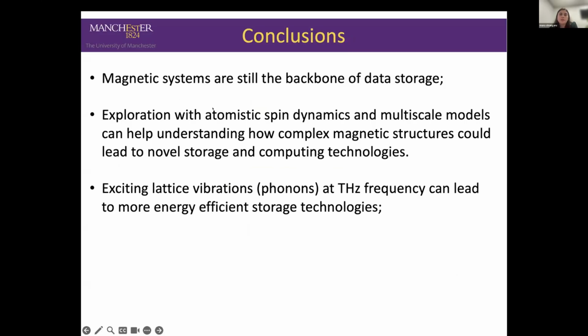So in conclusion, we have shown that it's possible to understand complex magnetic materials such as 2D systems via atomistic spin dynamics and understand how this couples to laser pulse excitations or various other stimuli. And we have also shown that by exciting lattice vibrations or phonons at terahertz frequency, this leads to more energy efficient storage technology and cold switching.